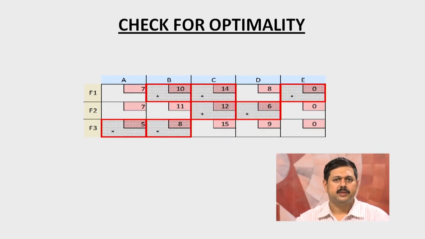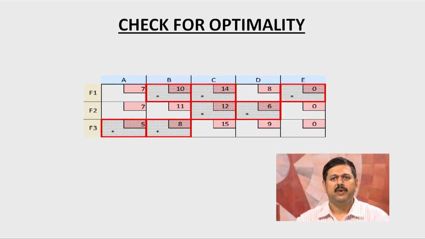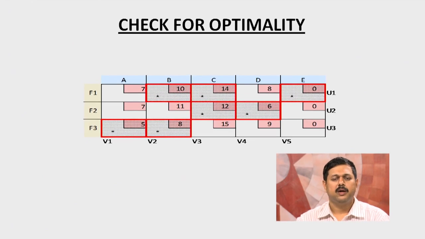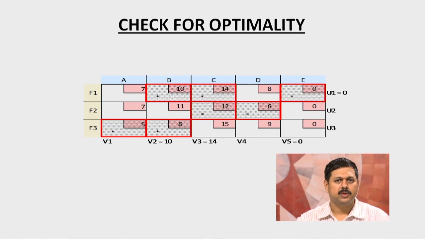Now, based on the occupied cells, we have to find temporarily a split of the unit cost as U's and V's. Let U1, U2, U3 be the values of U's for F1, F2 and F3 respectively. Also let V1, V2, V3, V4 and V5 be the values of V's for A, B, C, D and E respectively. Let U1 be equal to 0, then V2 is equal to 10, V3 is equal to 14, V5 is equal to 0.